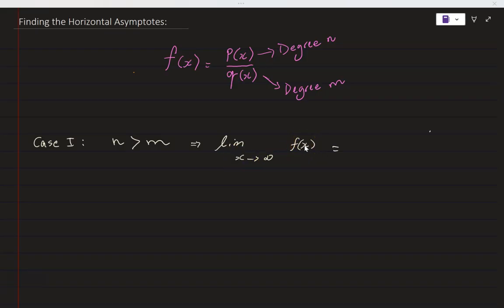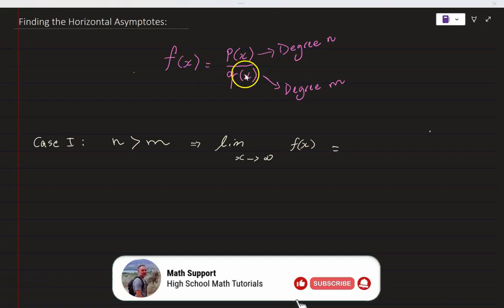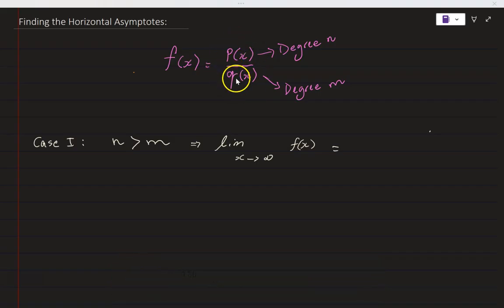Now, the first thing I have to mention is that suppose we have a function f of x and it's represented by this kind of form, p of x over q of x. This is a special case. Not all functions look like this, but for the purpose of the first couple of examples, I want to talk about the rational function. Suppose you have a setup like this where the numerator is a polynomial of degree n, and the denominator q of x is a polynomial of degree m.